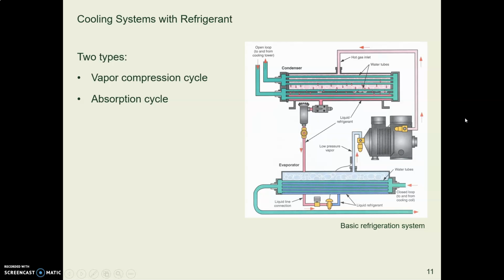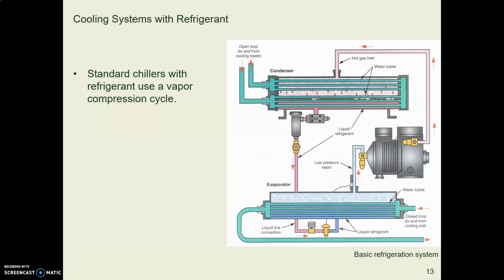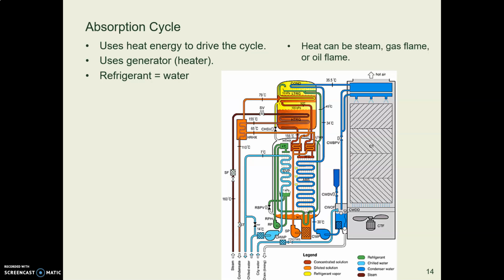So there are two different kinds of systems that use refrigerant. This one, with the air conditioner and the refrigeration cycle with the heat pump, is the vapor compression cycle. The other one, that actually uses heat, is the absorption cycle. I find this really interesting, that you can put a flame under a system with refrigerant in it and make something cold. That is the basis of an absorption system.